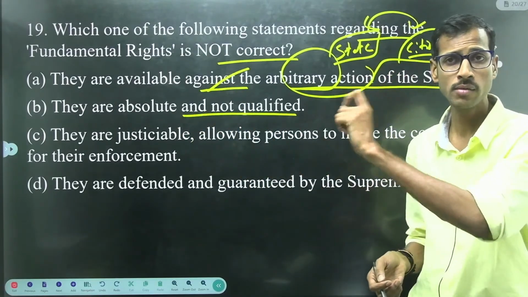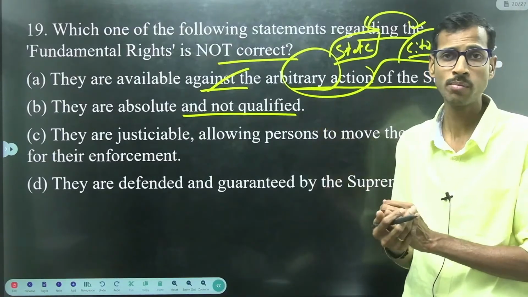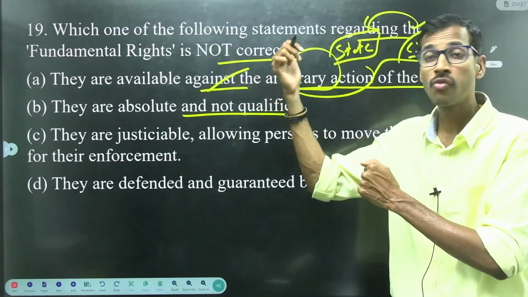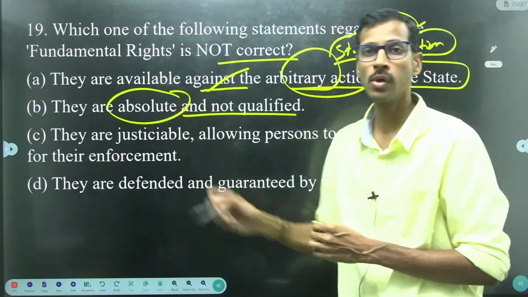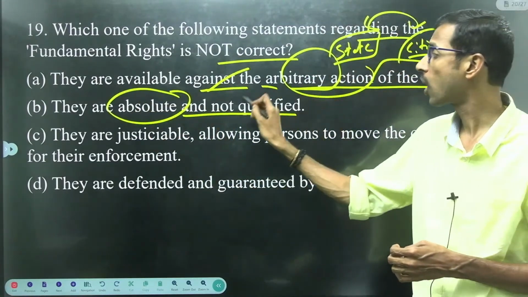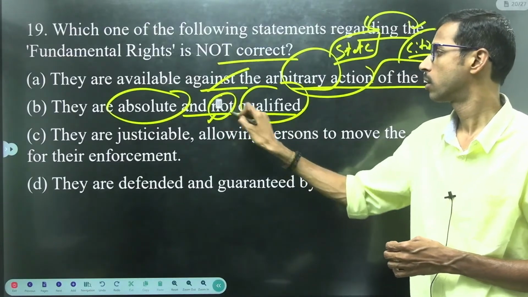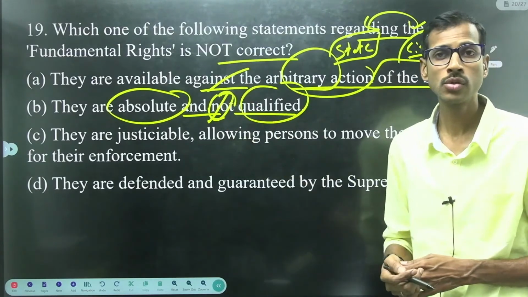The next statement says they are absolute and not qualified. We have already discussed this related to Article 21, but coming to the fundamental rights as a whole, they are not absolute. They are qualified only, not absolute. So here, why?